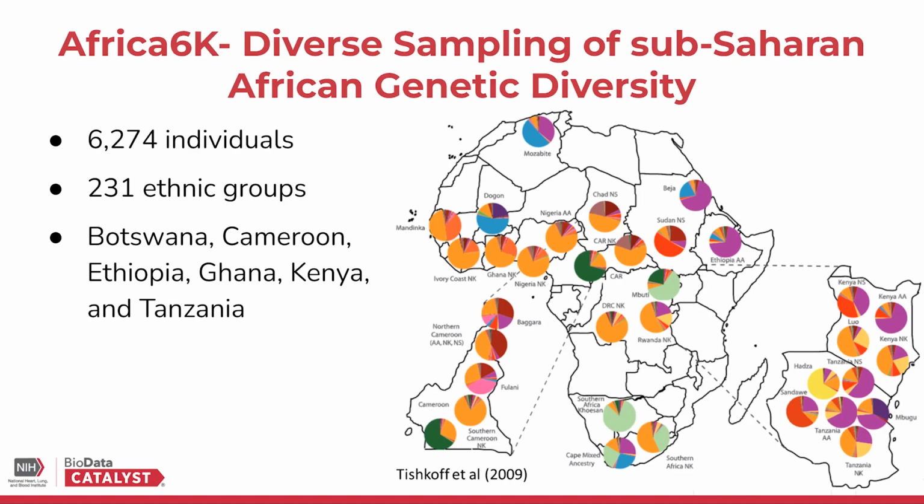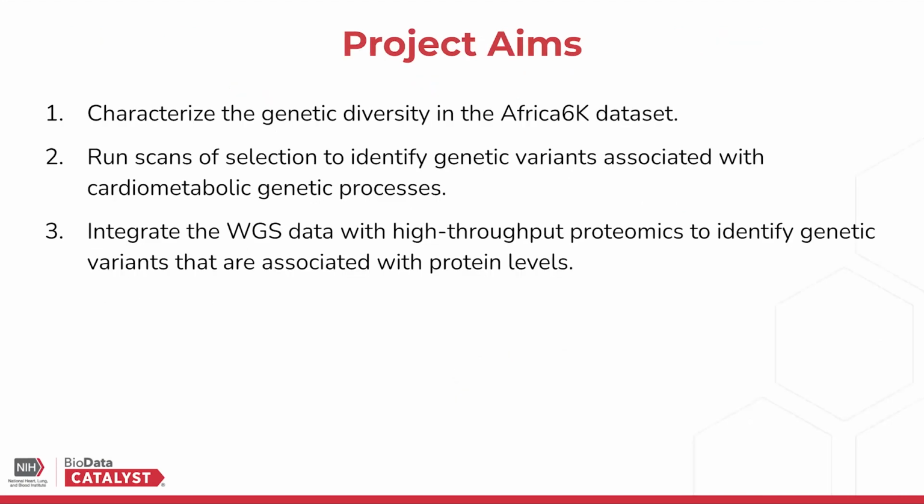diversity impacts different traits. The goals of my project are first going to be to characterize this genetic diversity, and then to run scans of selection so that I can hopefully identify genetic variants that are associated with different biological processes. Ultimately we'll be integrating this high coverage whole genome sequencing data with high throughput proteomics to be able to identify genetic variants that are also associated with changing protein levels. But today I'm only going to be talking about the first element of my project, and that's being able to look at the genetic diversity in this cohort.